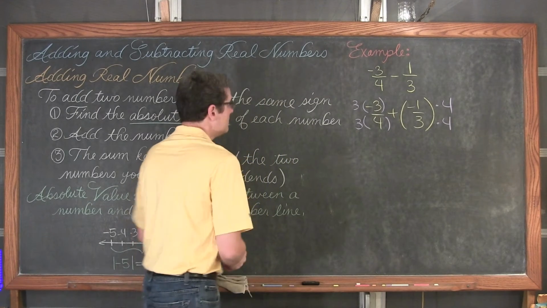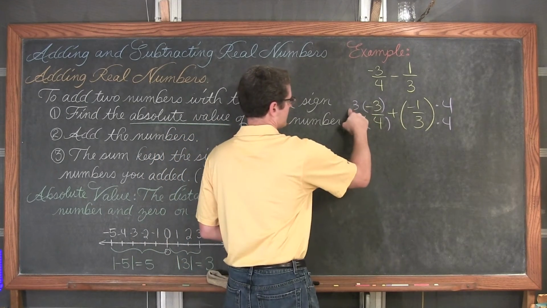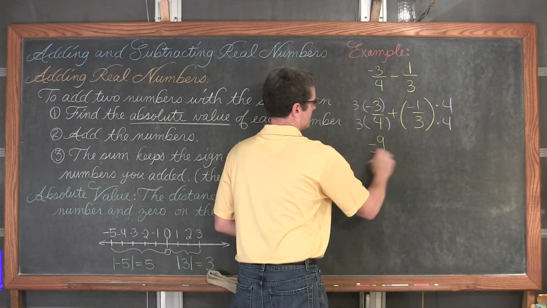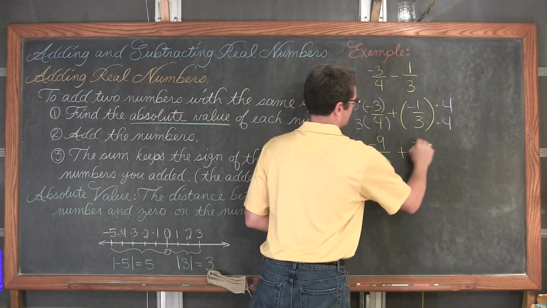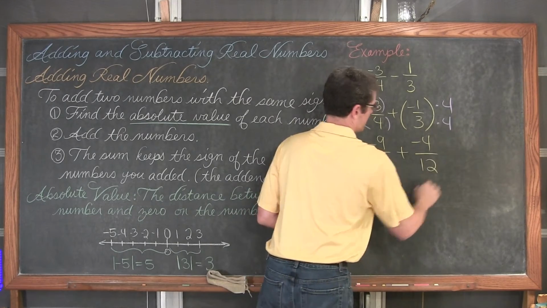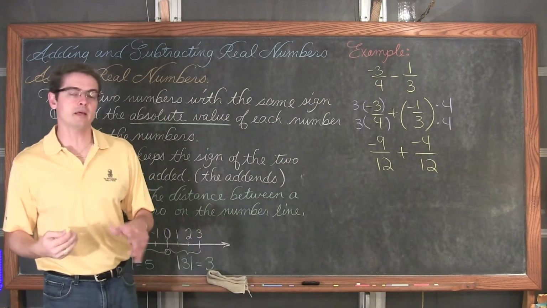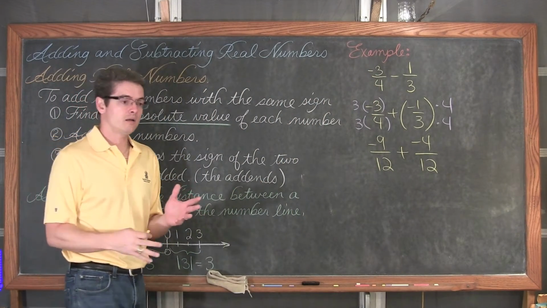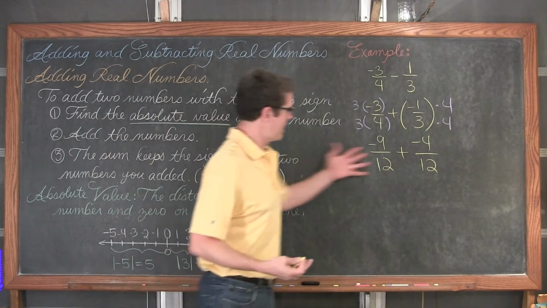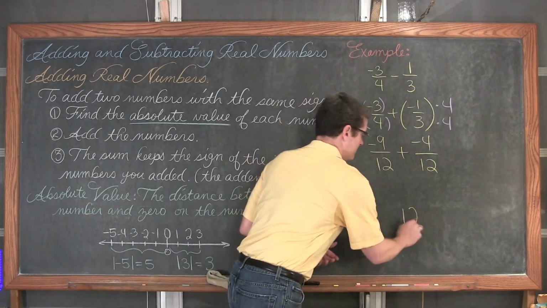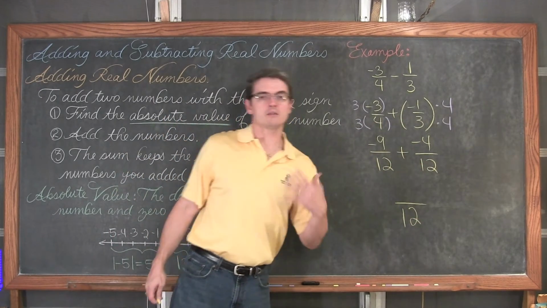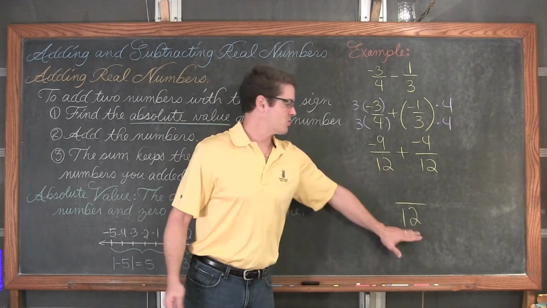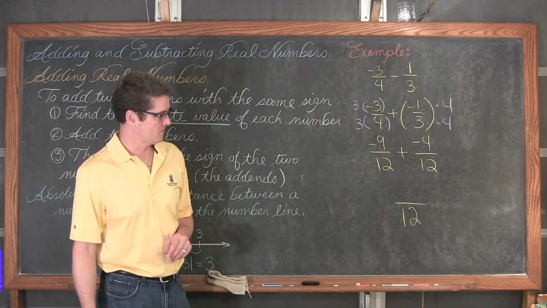So we have 3 times negative 3 is negative 9 over 12, and negative 1 times 4 is negative 4, again over 12. Now, once you find a common denominator, you're done with the denominator. You're just going to copy it over. So as I add these fractions, the denominator is 12. I've found the common denominator. I'm done with it. I'm not going to add 12 and 12 and get 24. That would give me the wrong answer.